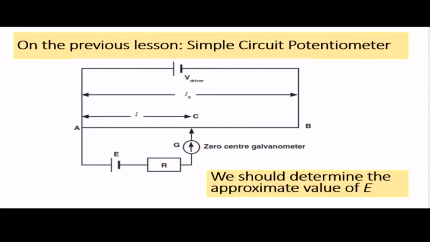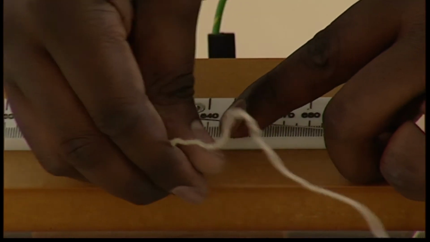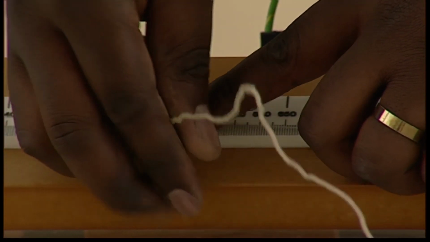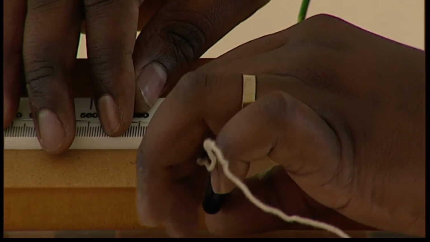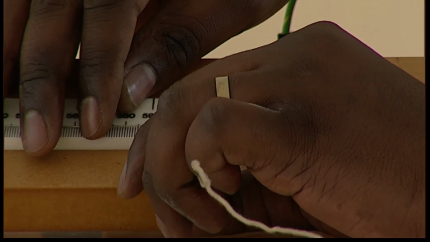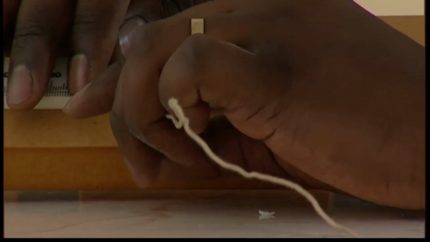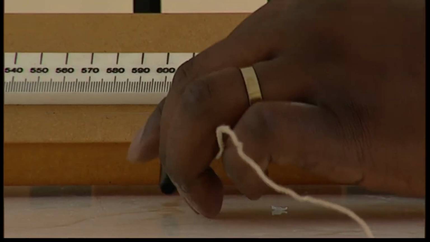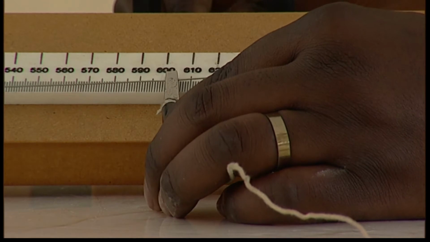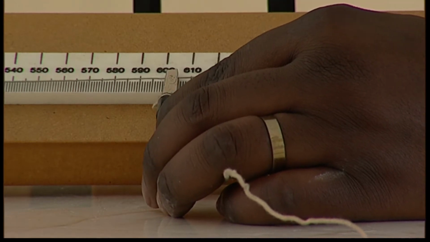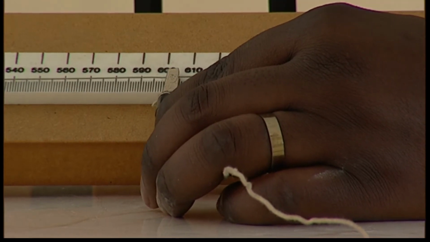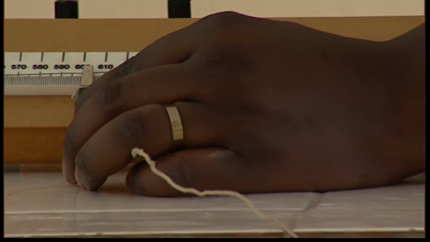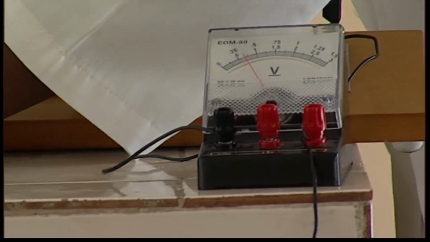So let's say this is the length of the wire, 60 centimeters. This is the 60 centimeters that I have, okay? There we have 60 centimeters. And when I close the switch, I think you see the change. You see there is a deflection of the needle in this voltmeter.